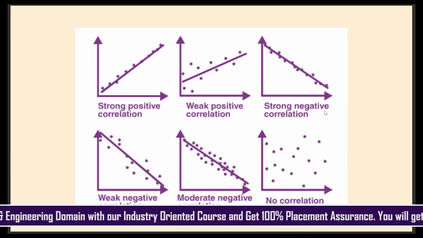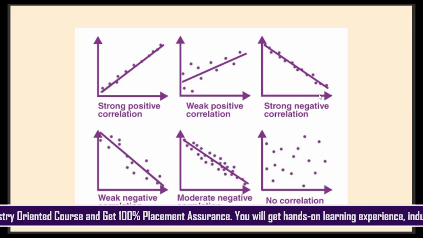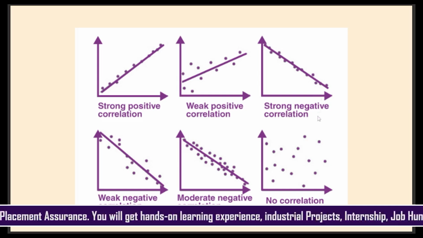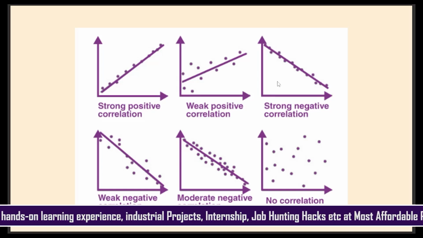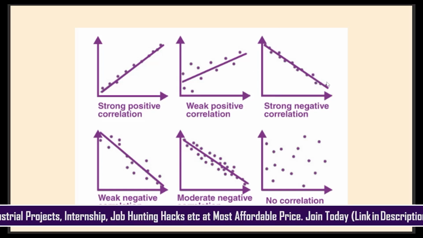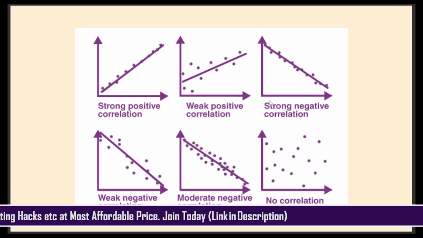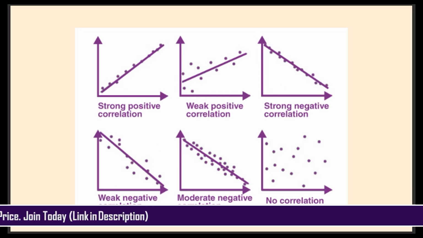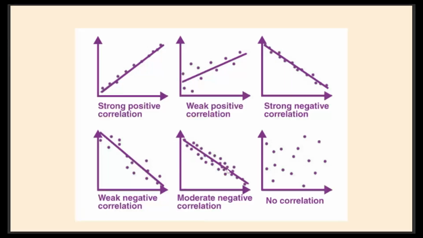Then you have strong negative correlation. Strong means it will change strictly, but negative means if the value of one variable decreases, then the value of the other variable is increasing. And then we have weak negative correlation, moderate negative correlation. Moderate means there is a small amount of change, and then no correlation, which means the two variables are not related to each other. There is no certain pattern in their values that are changing.